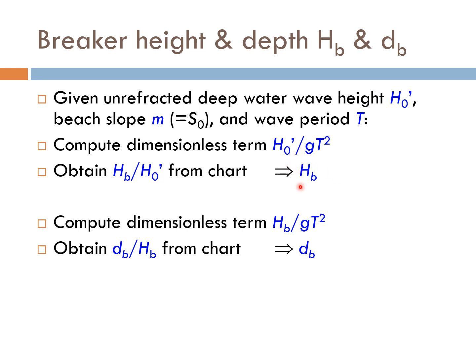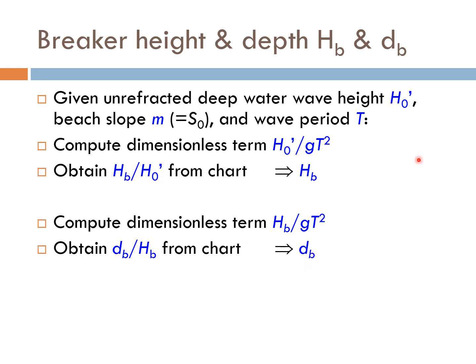Once we have obtained the breaker height, we can calculate the dimensionless term Hb over g T squared. Hb is from here, T is again known from here. And after we get this value, we use the second chart to obtain the ratio of breaker depth over the breaker height. Since we already know the breaker height, we can solve for breaker depth.